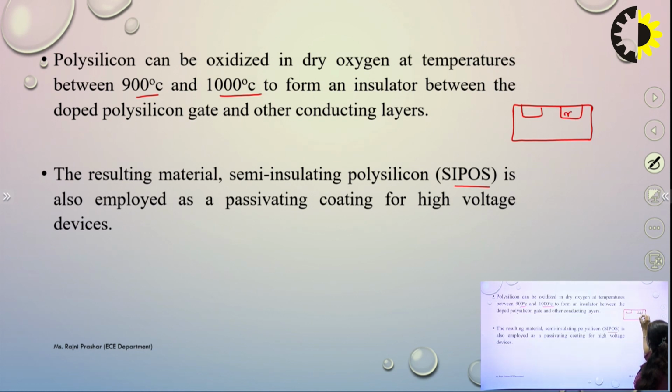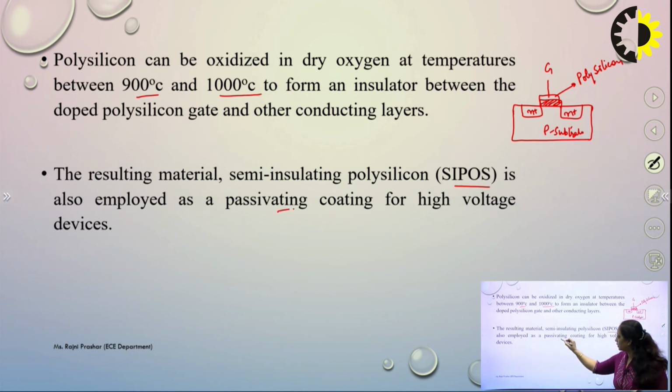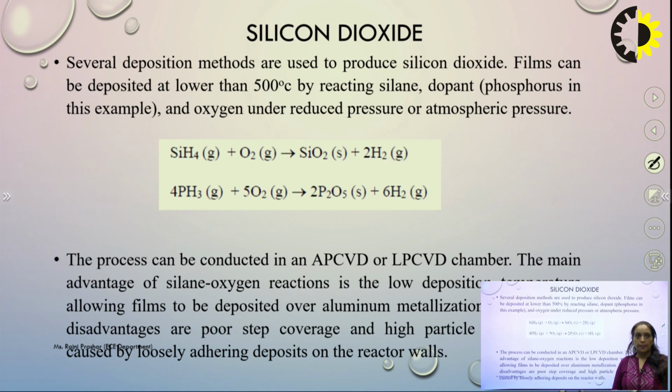We have this N plus doping in the p-type substrate. We have this oxide layer, and over that polysilicon is deposited, which is used to form the gate material. This is the polysilicon. So polysilicon is mainly used for the formation of gate materials, and sometimes as a passivating layer for high voltage devices. Each material will have different properties and be used for different applications. The next material which we are going to study is silicon dioxide.